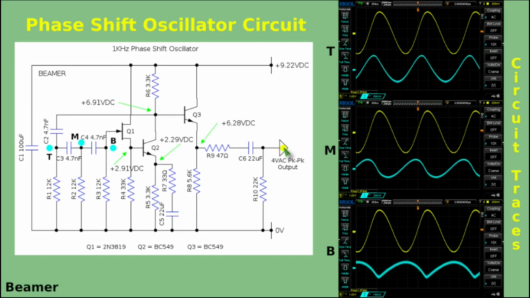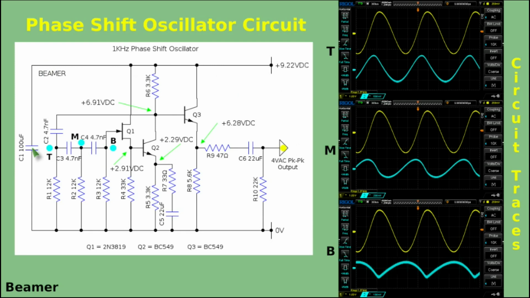A phase shift oscillator, well, that name accurately reflects how this oscillator works. I'll first describe what we're looking at here. First of all, we have the basic circuit diagram on the left hand side, and on the right hand side we have scope traces. The yellow trace is taken from this point here, and the blue traces, and there are 3 of them, and that is the reason why there are 3 dots here, T dot being that one, M dot being that one, and B dot being that one. Top, middle, bottom.